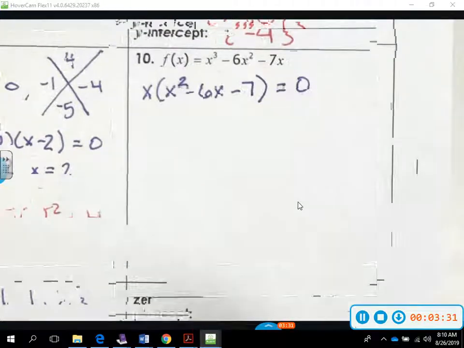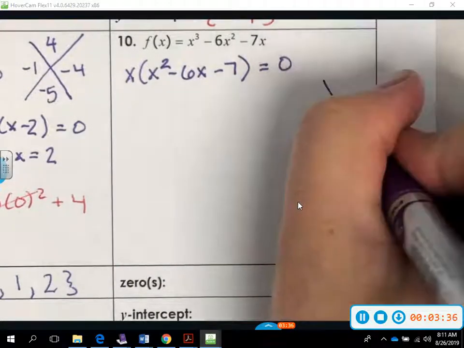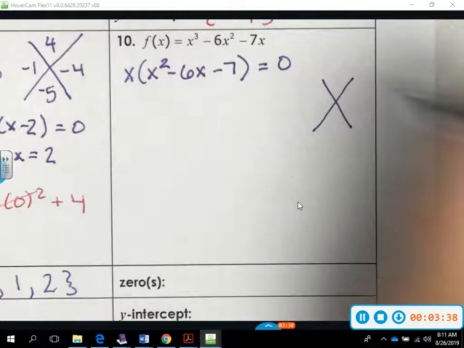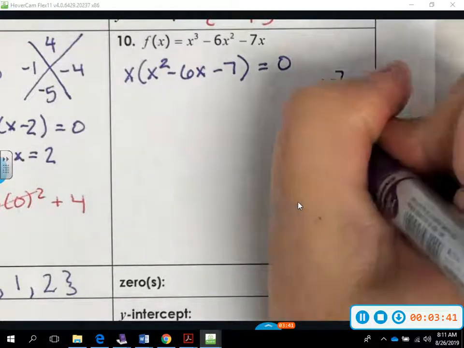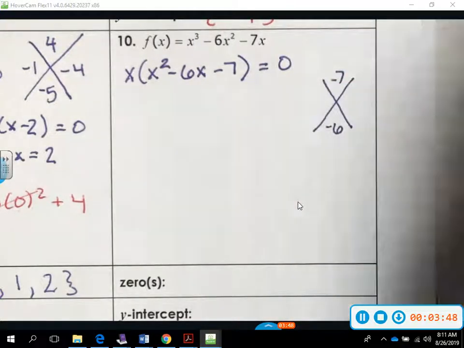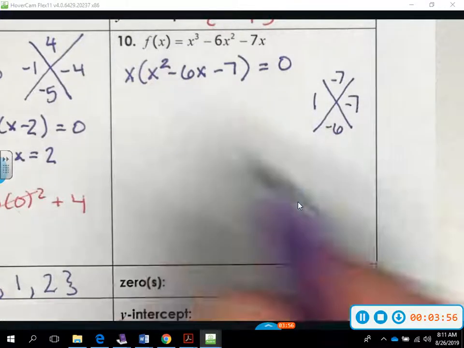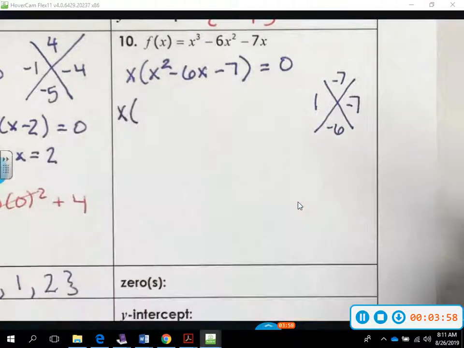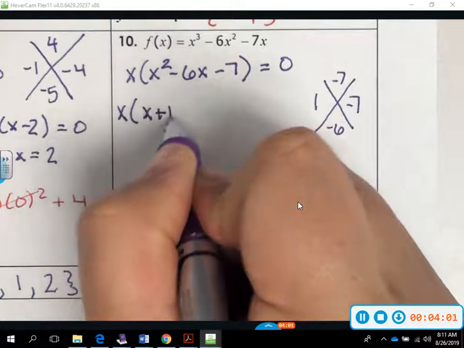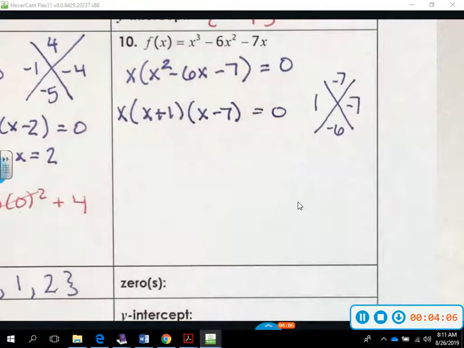Right. So now what we need to do is factor this right here using the x method. If I was using the x method, what number would go at the top? -7. Bottom? -6. Factors of -7 that combine to give you -6. Factors of 7: 1 times 7. How do I get a -6 out of that? Good. So I can rewrite this as x times x plus 1 times x minus 7, still equal to 0.